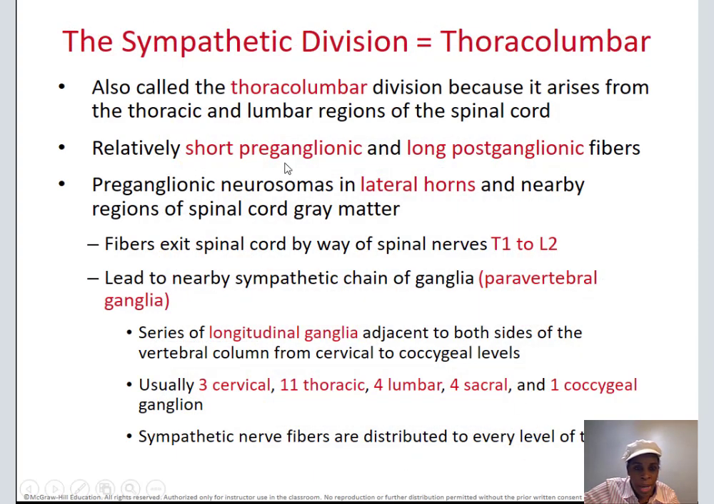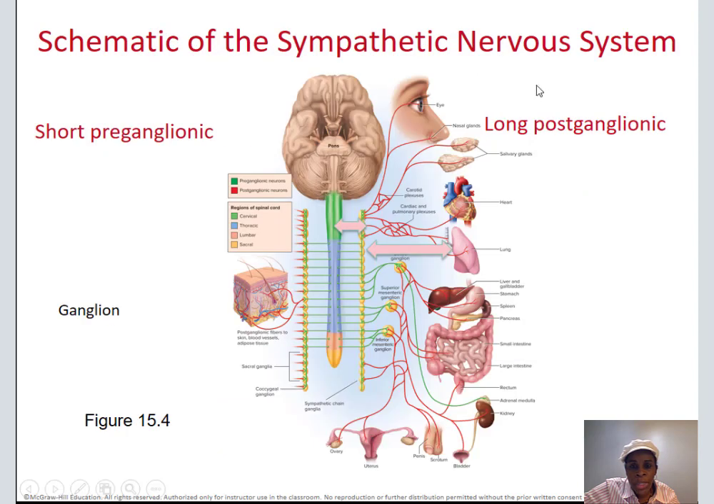So short preganglionic, long postganglionic for the sympathetic nervous system. It's also called thoracolumbar. Why? Because all the division of the sympathetic is located in the thoracolumbar. Preganglionic short, postganglionic long. And you see all the target organs or all the visceral organs.